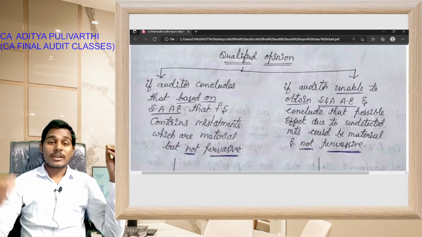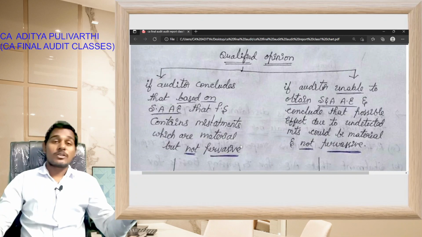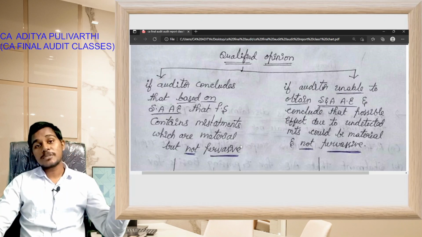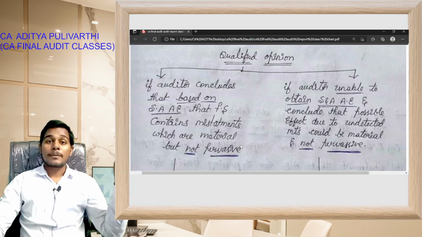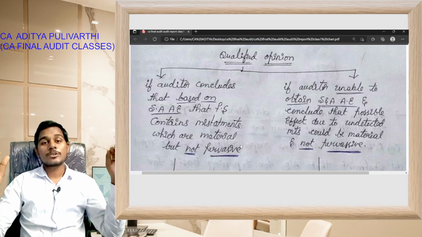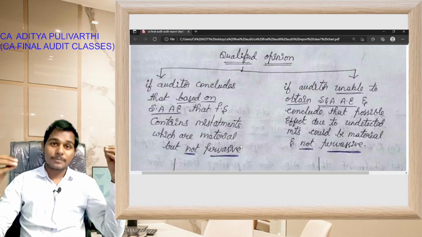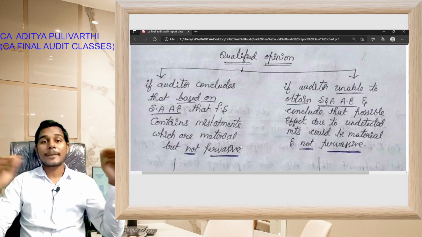See, in the case of qualified opinion students, the auditor concludes based on sufficient and appropriate audit evidence that the financial statements contain misstatements which are material but not pervasive.